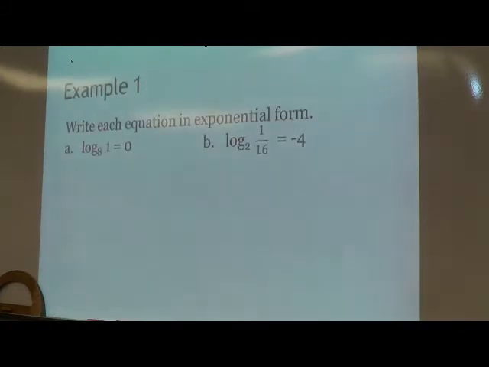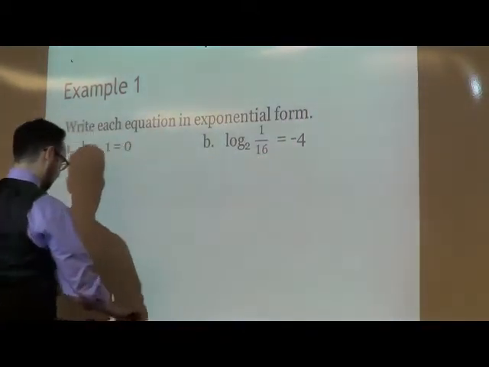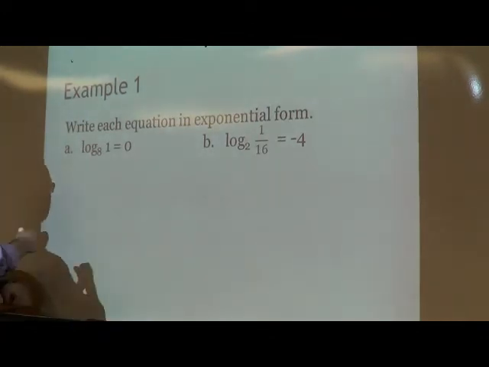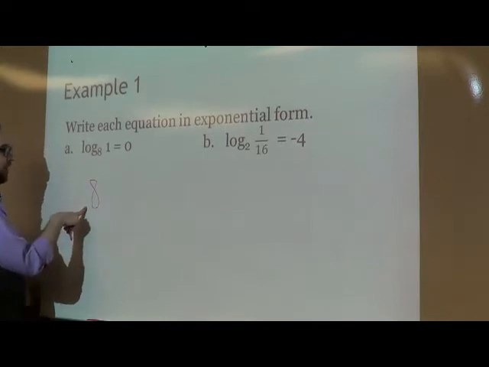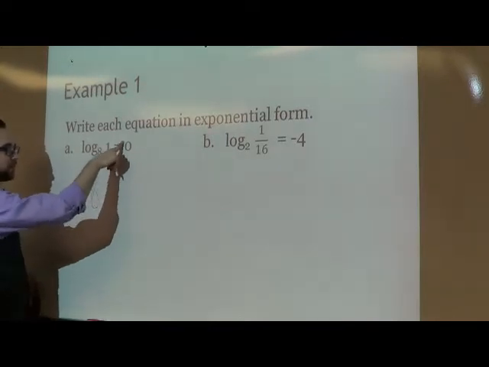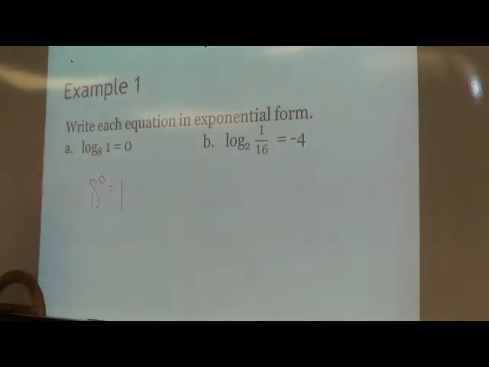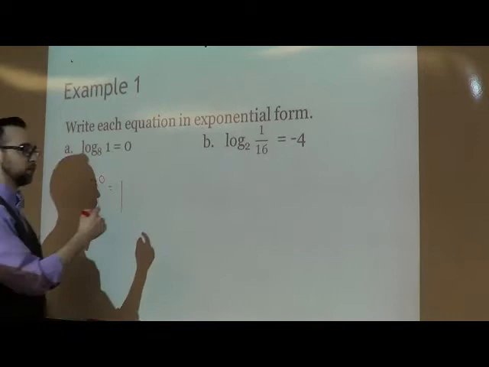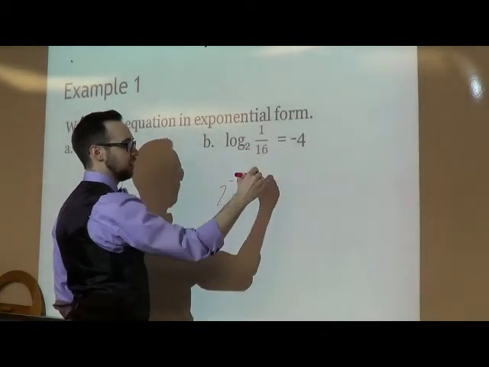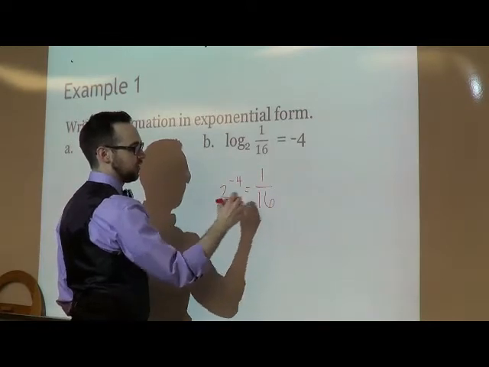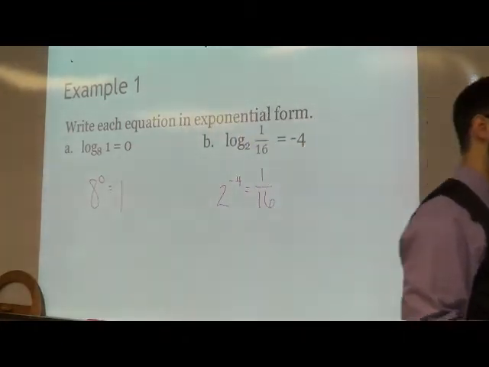Alright, example number 1. All they want us to do is rewrite these in exponential form. So looking at these, to write them in exponential form, the base stays your base. So that's going to be our big number. So we have 8 to the 0, this is your exponent, to the 0 power is equal to 1. And that's exponential form. So over here we have 2 to the negative 4th power is equal to 1 over 16. Because remember, that means to take the reciprocal, so it doesn't make it negative, it just makes it a fraction.